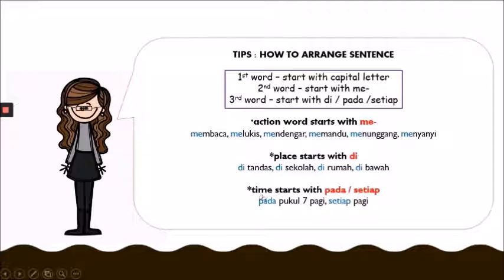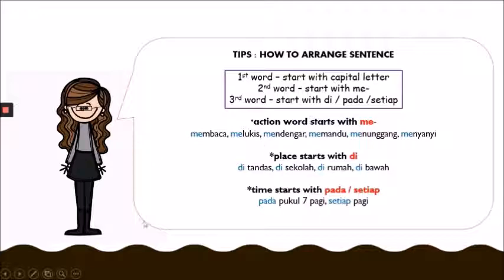And then the last one, time. Time always will start with the word either pada or setiap. For example here, pada pukul 7 pagi, which means at 7 in the morning. Or another one, setiap pagi, which means every morning. So when you look at these words pada and setiap, we will know it is talking about the time. And does it go at number 1, number 2, or number 3? It will usually go at number 3 because number 3 is where we put our time and our place.